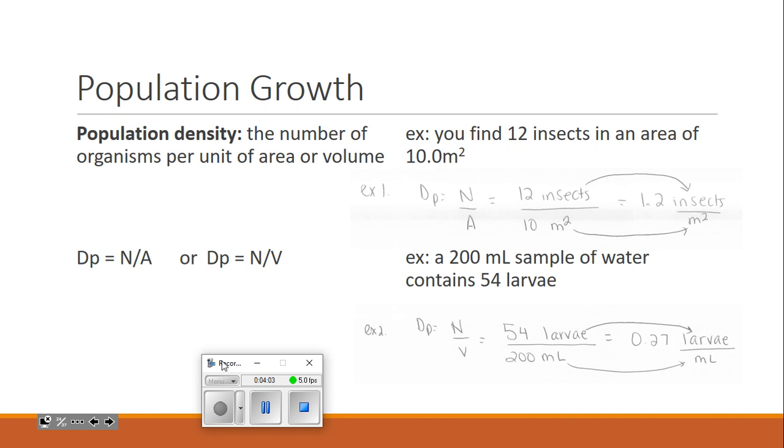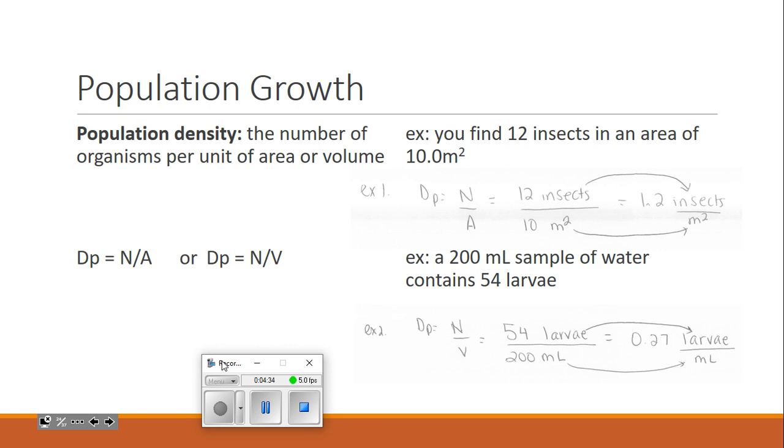In example number 2, this time, we're still at the Sheep River, but now we're taking a sample of water, so we dip our beaker in. It's a 200 milliliter beaker, made out of plastic, not glass, because we're not foolish. And we find a disgustingly large number, 54 larvae, in this tiny little sample that we've just collected. So I use the same formula, but this time, instead of N over A, I do N over V, because it gave me a volume of water.